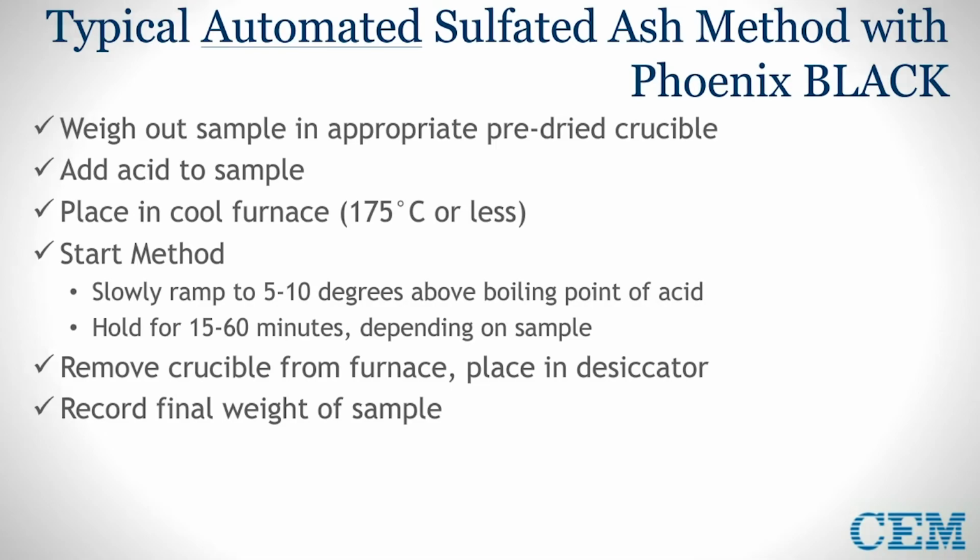Once the method is complete, the user will remove the crucible from the furnace, place it in a desiccator as normal, and finally record the weight of the sample.